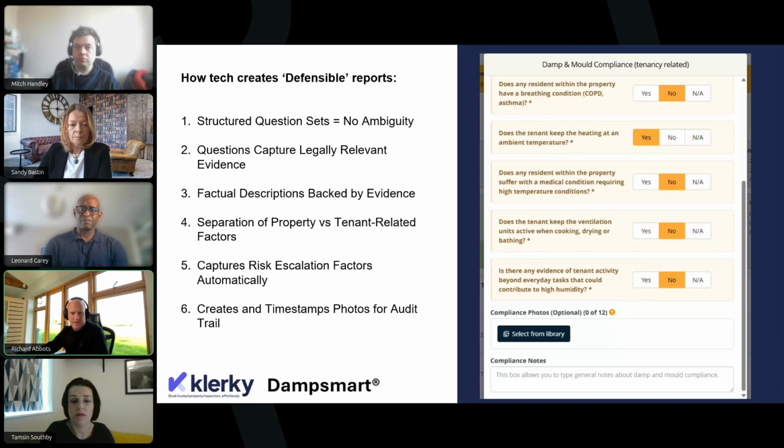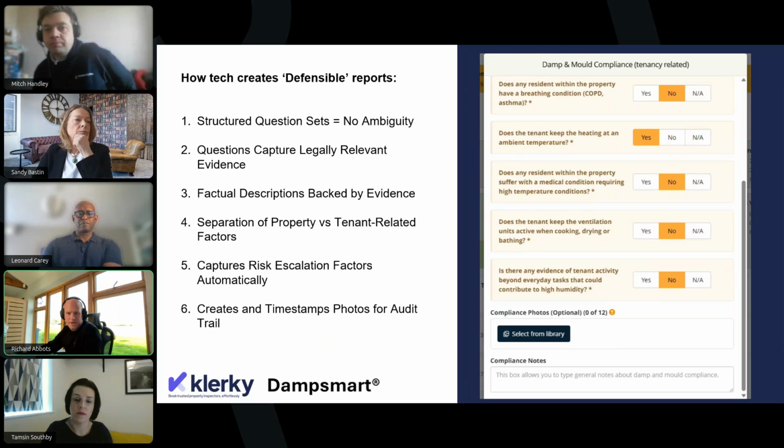So in a nutshell, they go straight to the heart of a risk assessment. Is there a hazard? How severe is it? Is the resident vulnerable, and does the landlord's heating and ventilation provision meet the expectations? Because the technology forces these questions to be answered, the report naturally aligns with what investigators and local authorities are looking for. So technology combines tick box evidence with descriptive notes.